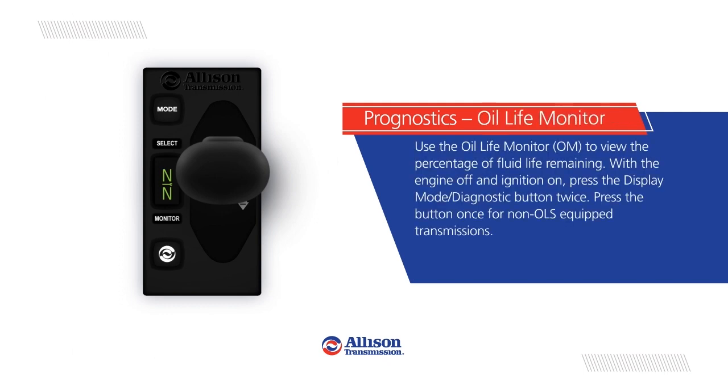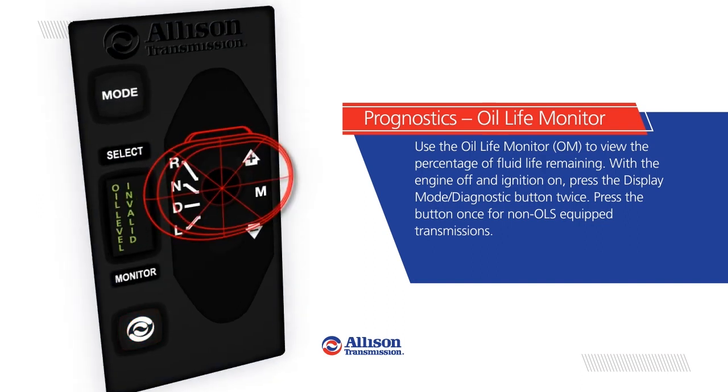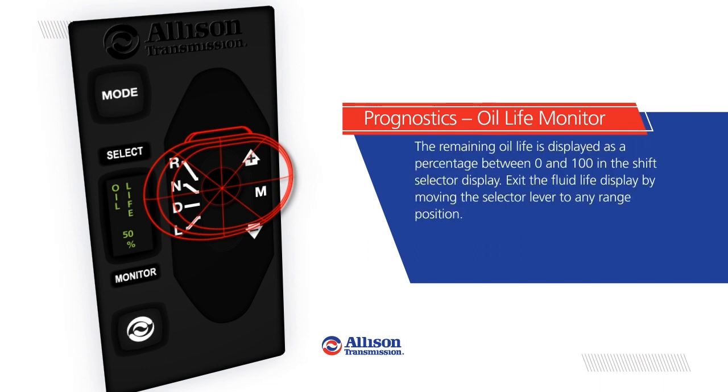Oil Life Monitor. Use the Oil Life Monitor, OLM, to view the percentage of fluid life remaining. With the engine off and ignition on, press the Display Mode Diagnostic button twice. Press the button once for non-OLS equipped transmissions. The remaining oil life is displayed as a percentage between 0 and 100 in the Shift Selector display. Exit the Fluid Life display by moving the selector lever to any range position.